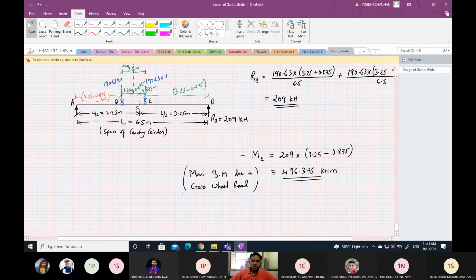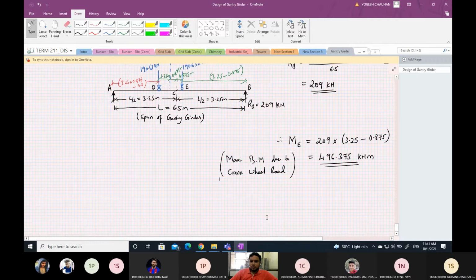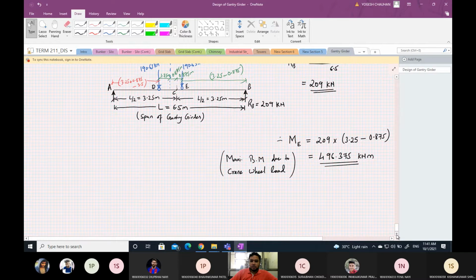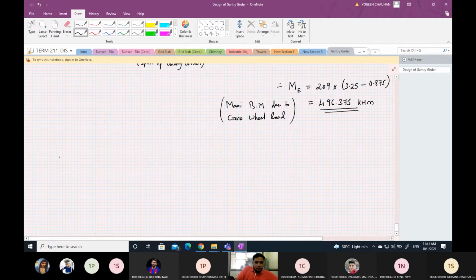Now, in addition to this wheel load, the gantry girder also has its own self weight. So you have to consider the moment due to its own self weight and the rail provided on top of it. Then it is also subjected to impact forces, so you have to consider the moment due to impact forces also. Let us find the impact load or moment.